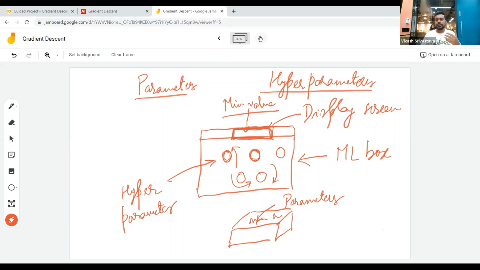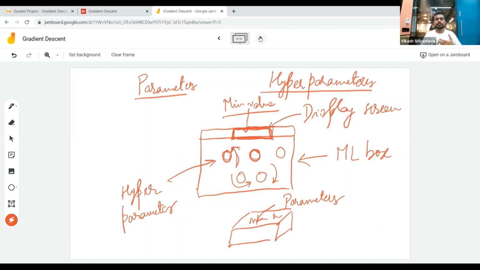So essentially, whenever we train a machine learning model, we try to tune these hyperparameters, or control these knobs by moving them around, and see for what particular combination we get the minimum value of the loss function, right? That is our task.